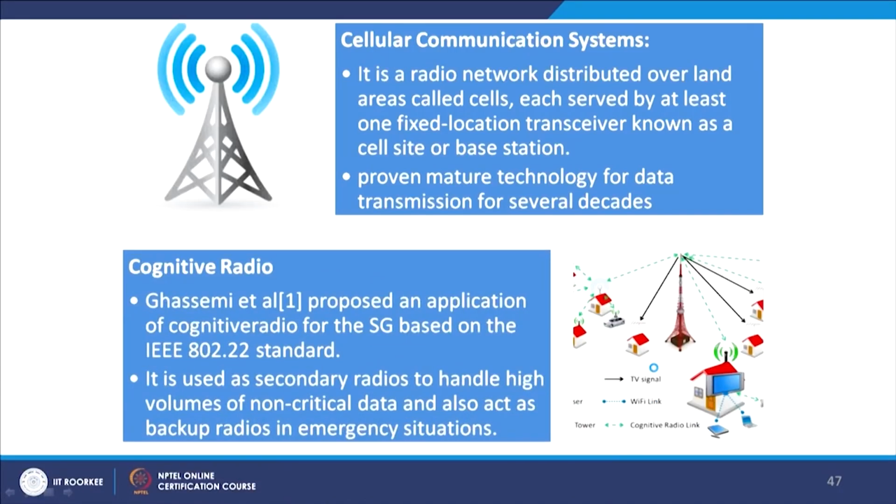Now, let us discuss cognitive radio. This has been proposed for smart grid based on IEEE 802.22 standard. It is used as secondary radio to handle high volumes of non-critical data and also act as backup radios in emerging or emergency situations.